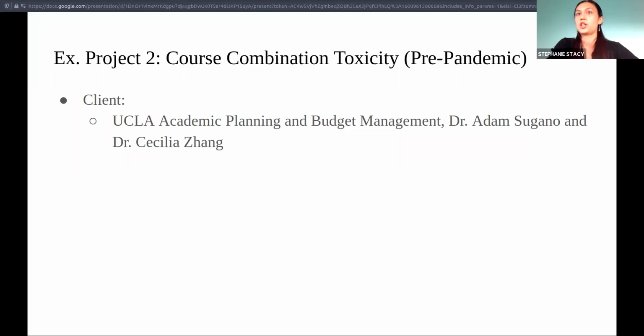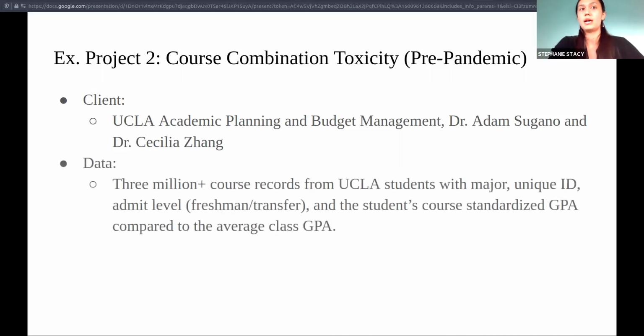So we worked with Dr. Adam Sagano and Cecilia Zhang from the Academic Planning and Budget Management Department. What they had was a whole bunch of course records from students, including some de-identified background information about the students, as well as their standardized GPA. So for a particular course, how was your GPA relative to the class average GPA?